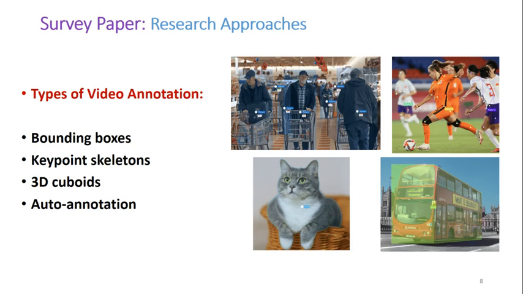Different situations require different types of video annotation. It all depends on what kind of data we are collecting and how accurate we want it to be. The most common techniques used in video annotation for AI are bounding boxes, key point skeletons, 3D cuboids, and finally auto annotation.